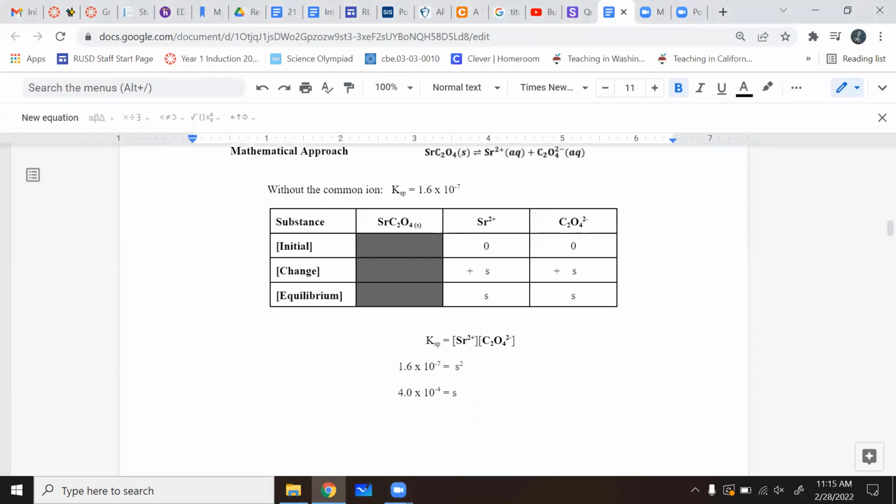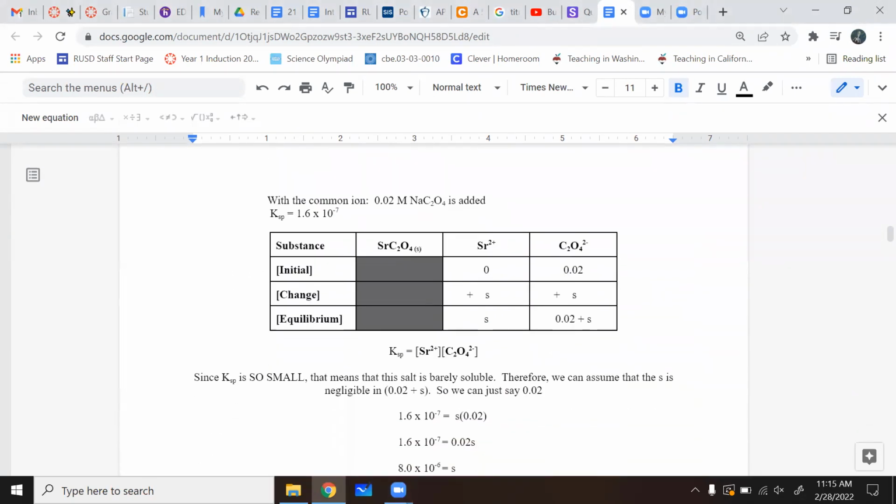However, if we add something else, we are changing the initial concentration, right? So our ice table is going to look a little bit different. If we add this here, NaC2O4, we're adding more of that common ion. And we know exactly how much we're adding because we're told, hey, we're adding 0.02 molarity of NaC2O4. We know that that's going to ionize into Na+ and C2O4 2-.